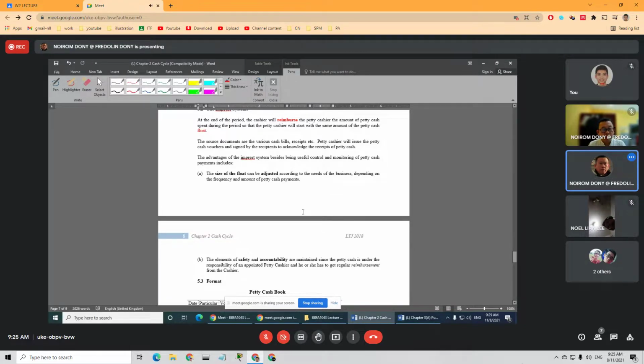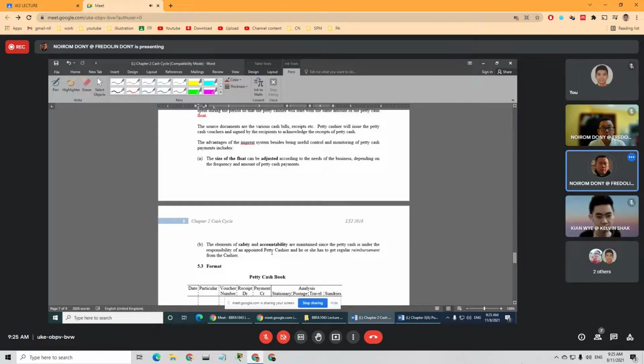And the second benefit is the element of safety and element of accountability are maintained, since the petty cash is under the responsibility of an appointed petty cashier, and he or she has to get regular reimbursement from the cashier. Can you understand what it means? It means we have a specific person who is responsible for holding this petty cash. So it's much easier. The safety of the money and accountability of the money is there because it is one person only.